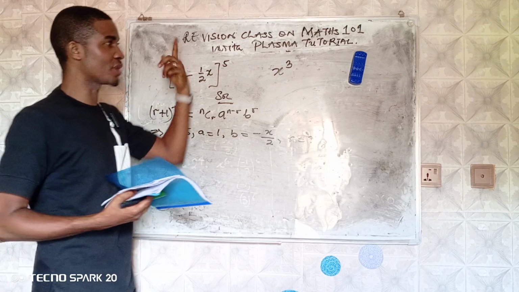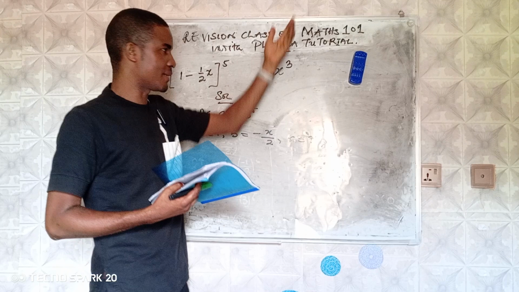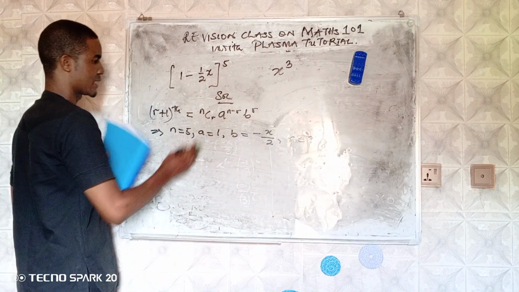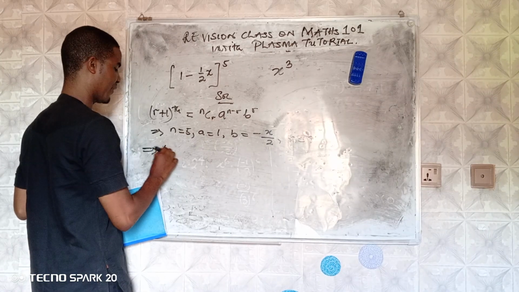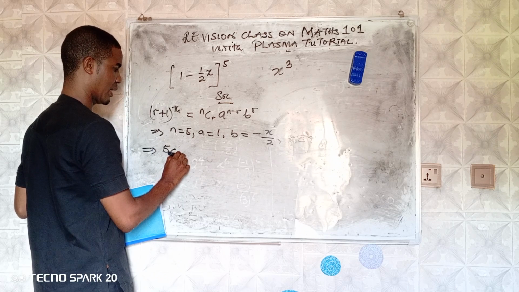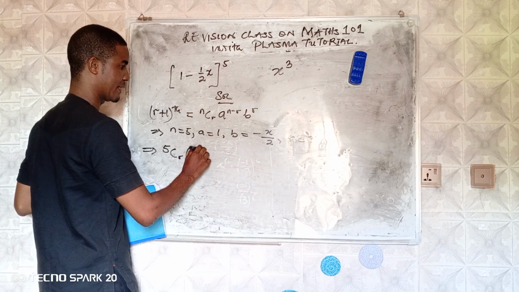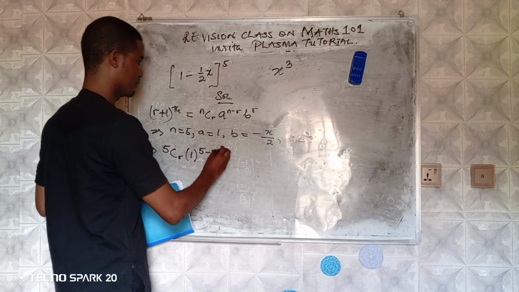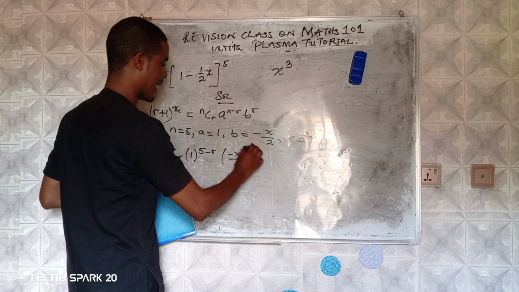But this time, they didn't mention the term. They just said we should find the coefficient of the unknown term that is going to have x cubed. So first of all, I'm going to look for the value of r. I'll fix everything here. So I have 5 combined r, 1 raised to power 5 minus r, then (minus x over 2) raised to power r.